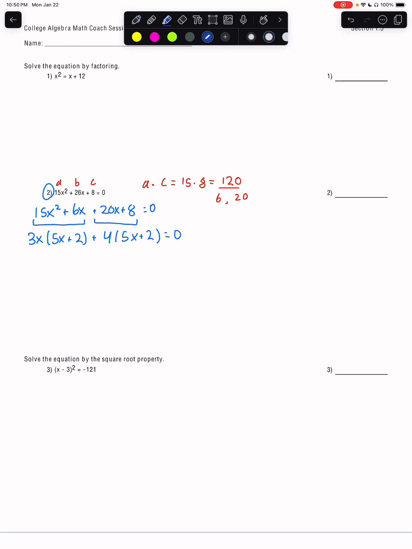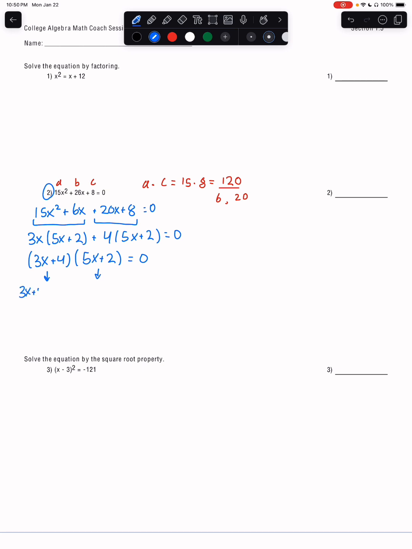And what I notice is that both of these are equal, and they're just being multiplied by something, by a 3x or a 4. So what I'm going to do is I'm just going to rearrange this so it's even simpler. I'm going to take our 3x and our 4, just move them over to here, and just multiply them by 5x plus 2. Now it's simple enough that we can just set each piece equal to 0 and solve.